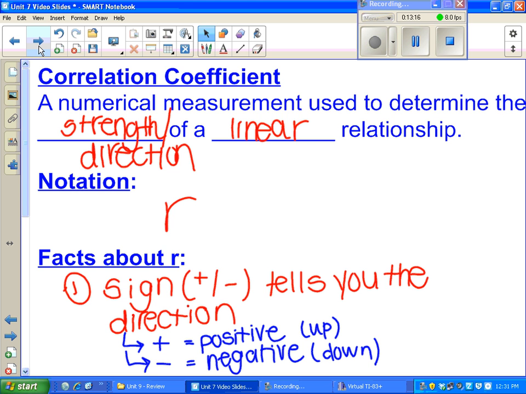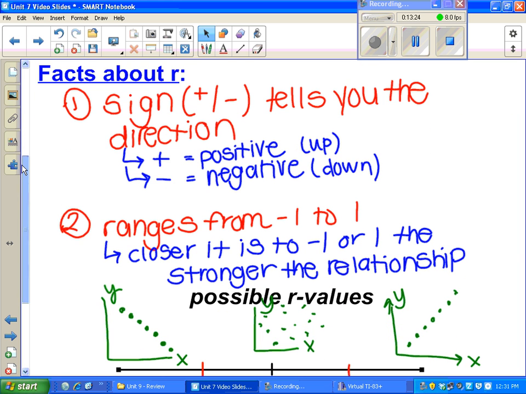All right, so back to correlation. When we're talking about correlation, there's actually a way to measure it. Remember, our R value measures our correlation. And some things you need to know about the R value. Remember, you do get it from the calculator. If it's positive or negative, that tells you whether the relationship is positive or negative. So if your R value is positive, then you know it's going up. If it's negative, you know it's going down. And it ranges from -1 to 1.